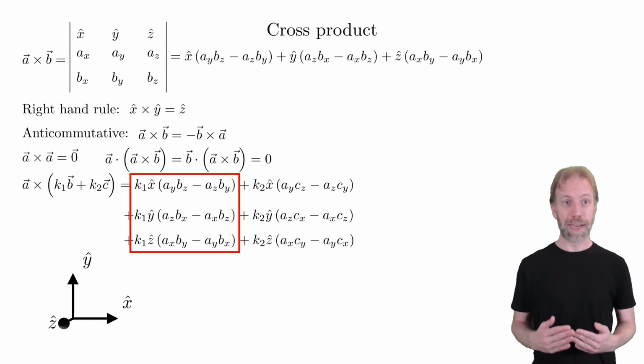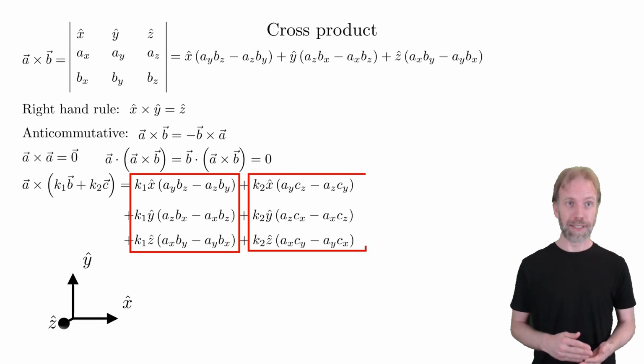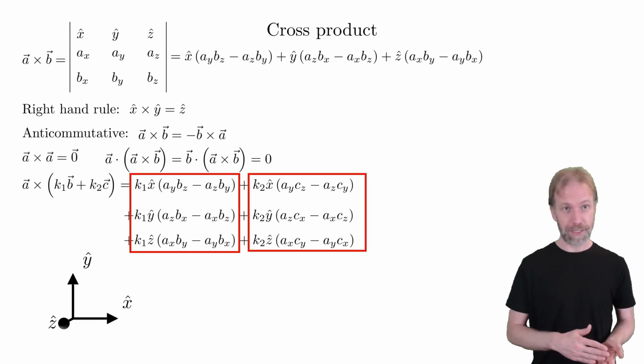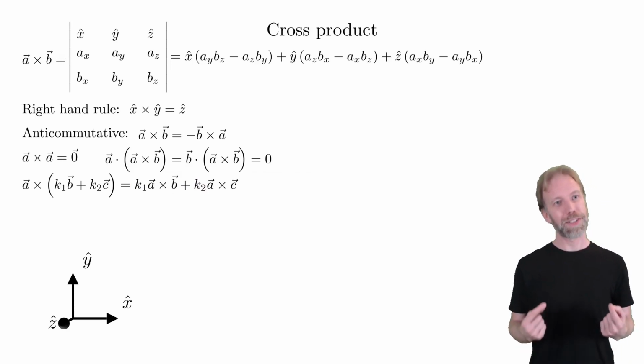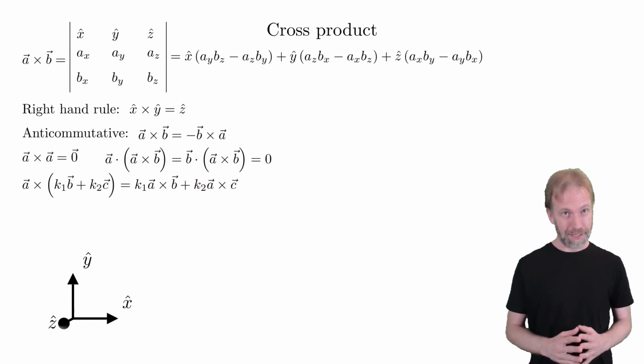The first part can be identified as K1 multiplied by A cross B, and the second part as K2 multiplied by A cross C. And we get the linear property that we can place the cross product inside the parentheses.